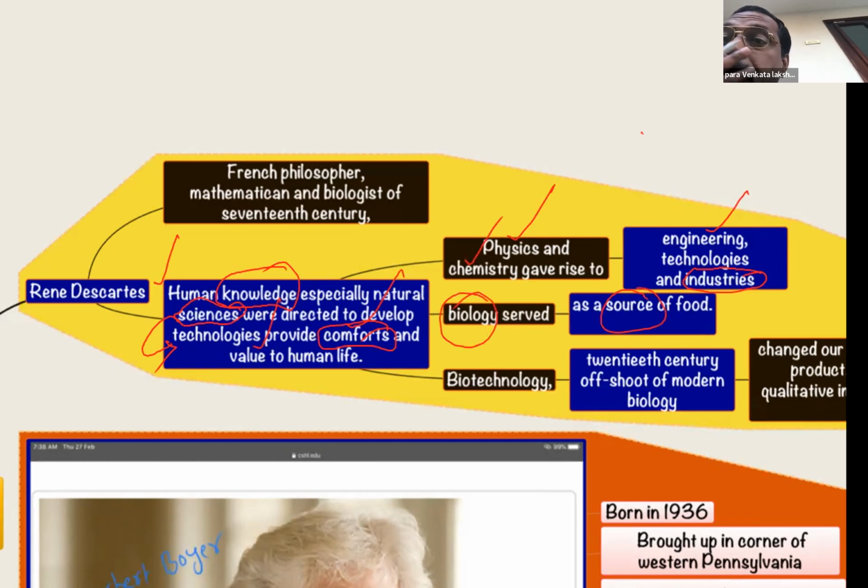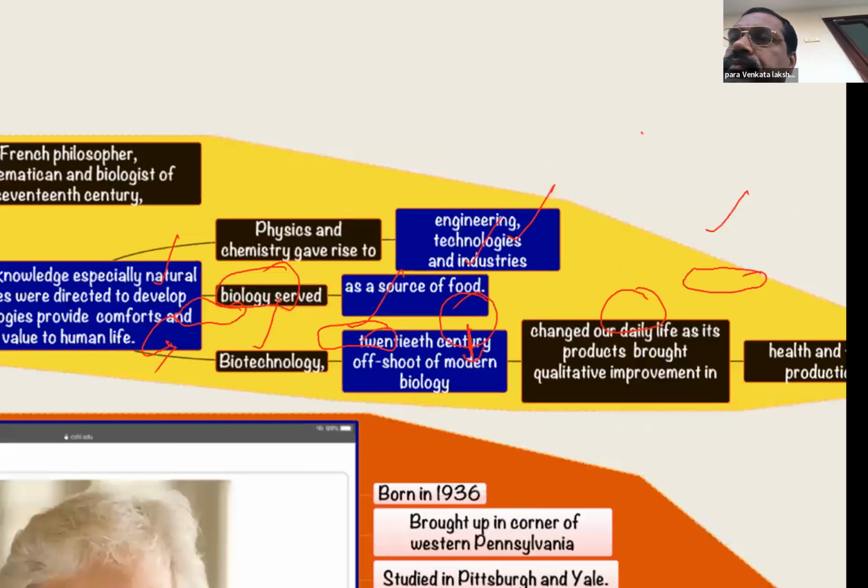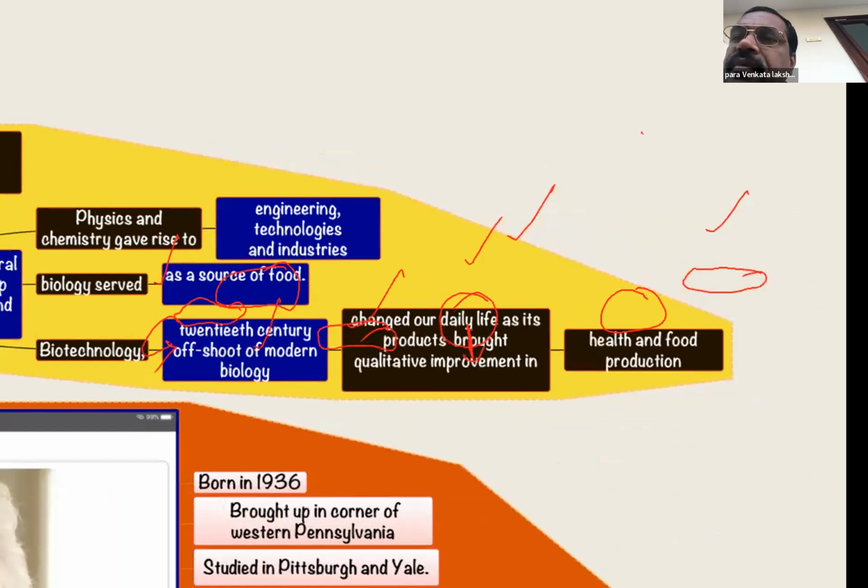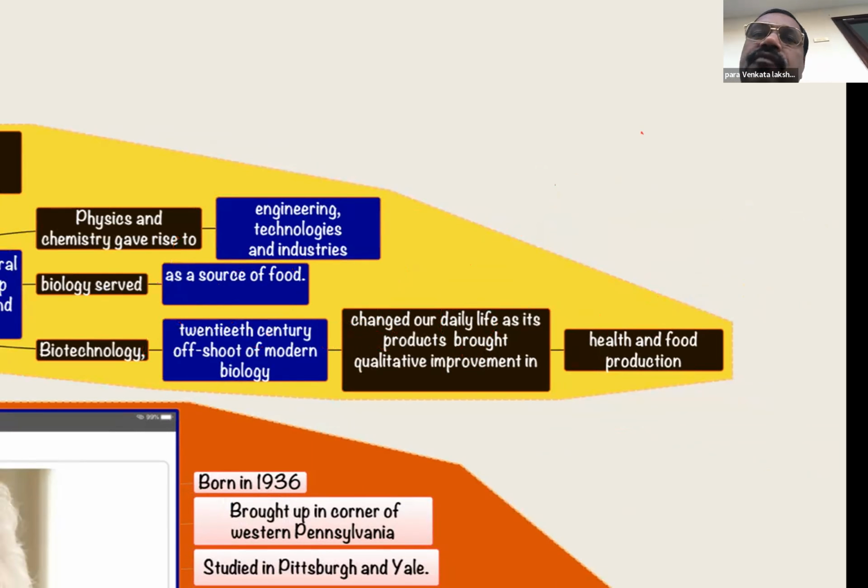And similarly, if you start doing some sort of technology with the biological materials, that leads to biotechnology, and the 20th century offshoot of modern biology is nothing but biotechnology. Here, straight away, our quality of life changes in our daily life, as its products brought qualitative improvement in health and food production. We will see in due course how this biotechnology is helpful, what its applications are, and which are essential in bringing the qualitative improvement in health and food production.